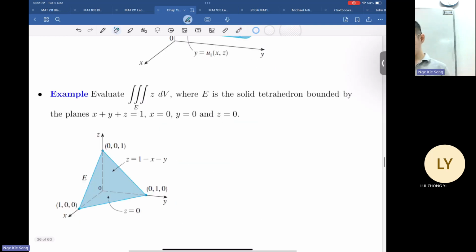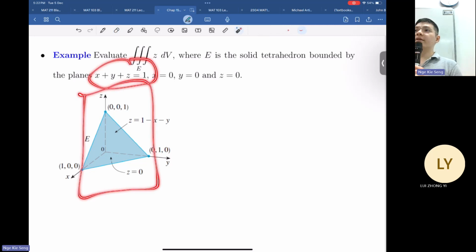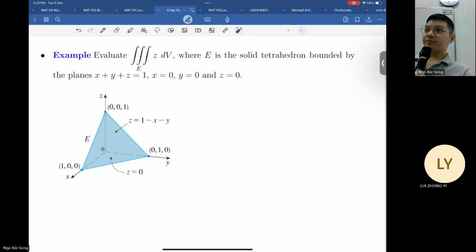Okay, let's look at one example here. Let's see how we apply this idea. So try and evaluate a function Z where the domain is this solid tetrahedron bounded by four planes, x plus y plus z equals 1. So this is a slanted plane. What's the normal of this plane?